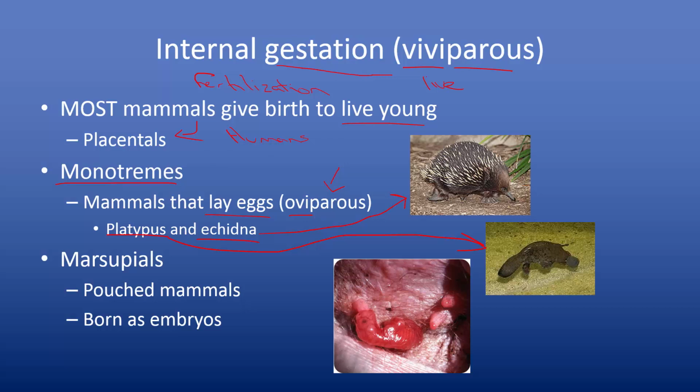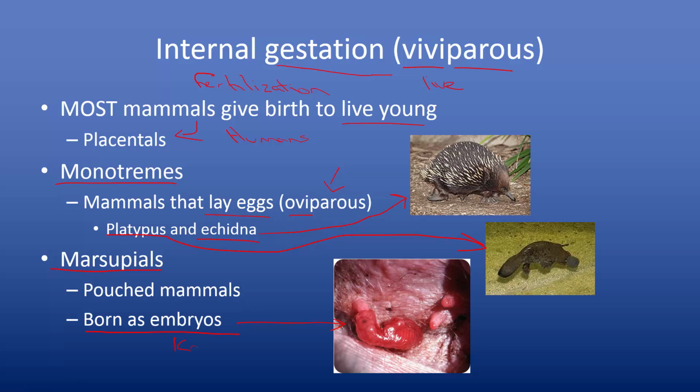No, monotremes lay eggs. And finally, the third kind of mammal is called a marsupial, and they are born as embryos. This is actually an embryo of a marsupial, and this is that mammary gland that is present in all mammals. Now, mammary glands take many shapes and sizes. This is what a kangaroo's mammary gland looks like.